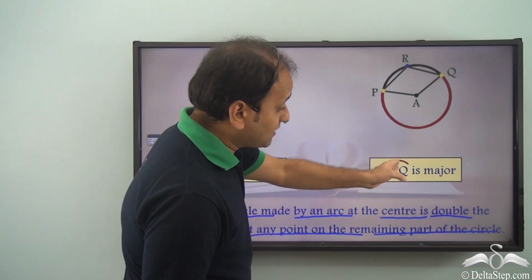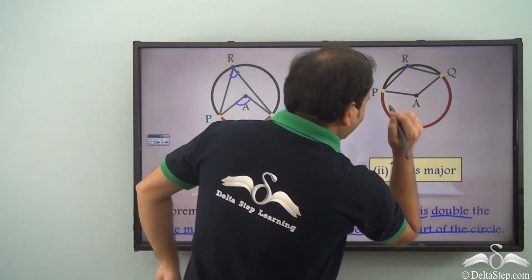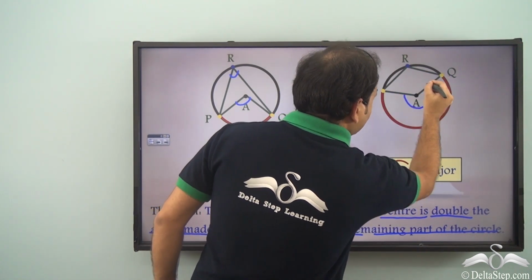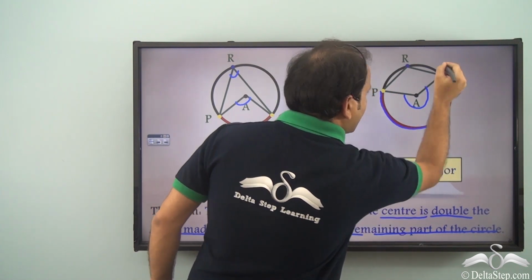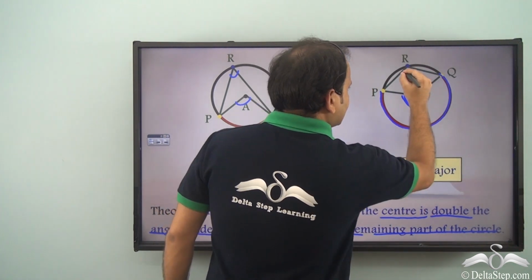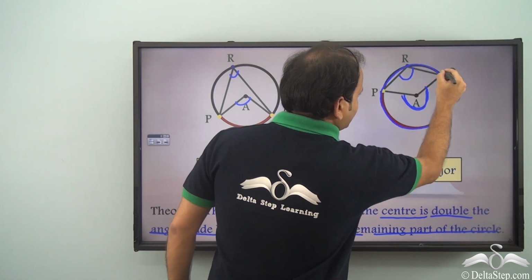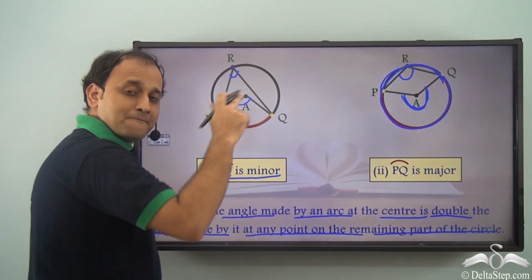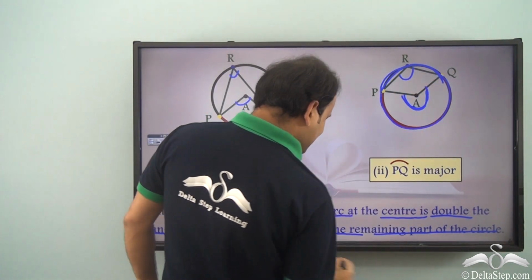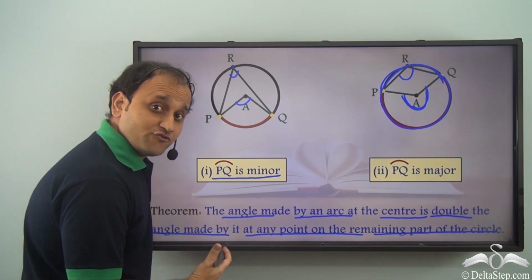And when we have arc PQ as major arc, then what will happen? Well, in that case, what will we see? PAQ, this angle, because we are talking about this particular arc, the major arc, right? So this particular angle will be twice of this angle, that is angle made on the remaining part of the circle, that is this minor part of the circle. So even in this case, this theorem stands true. So let's see how we can prove this particular theorem.